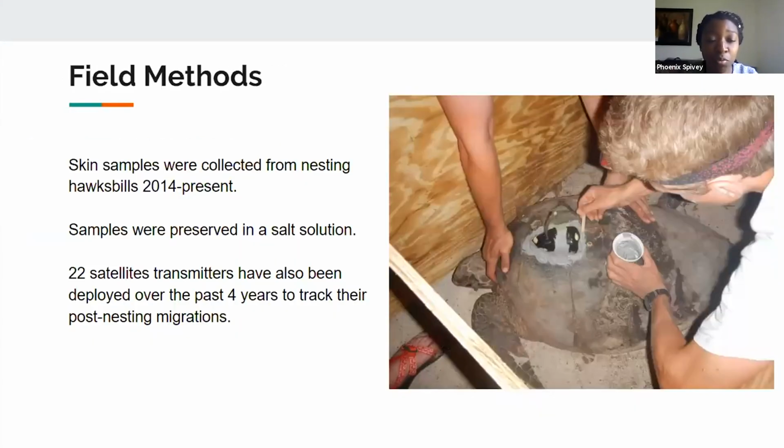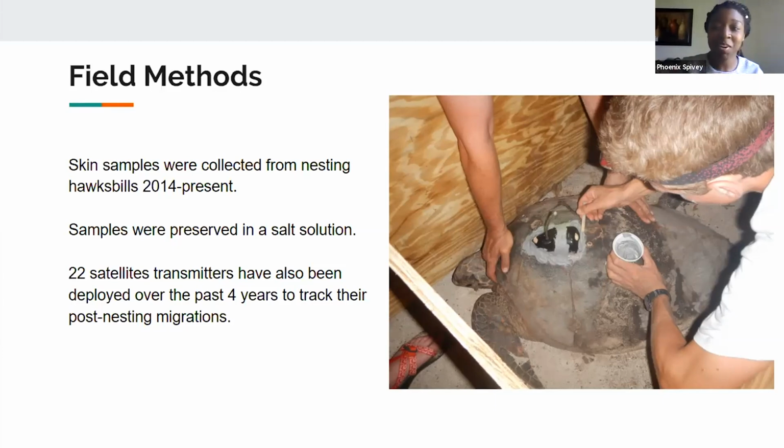So for our field methods, we collected skin samples from the hawksbills from 2014 to now. These samples were preserved in a salt solution. And along with that, 22 satellite transmitters were also deployed over the past 4 years to track their post-nesting migrations.